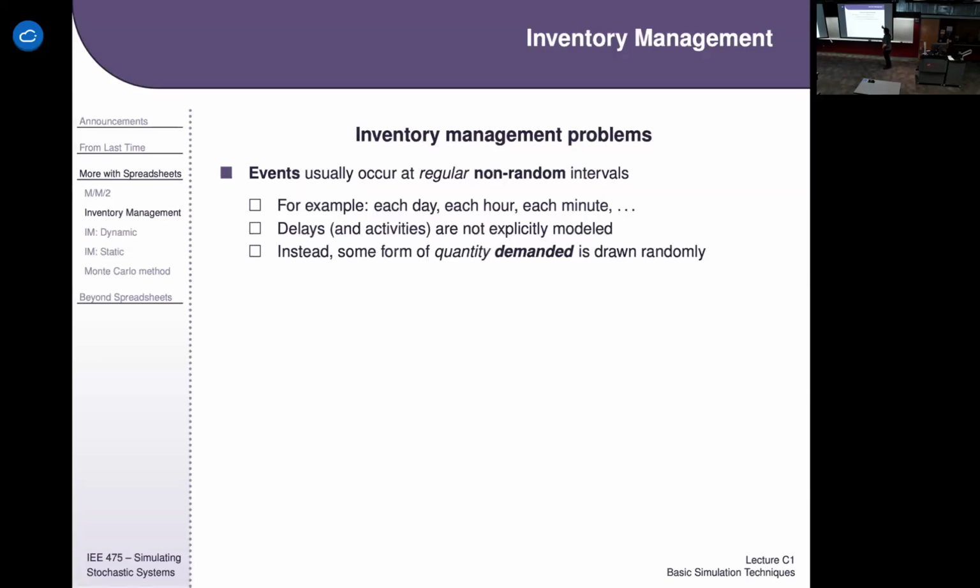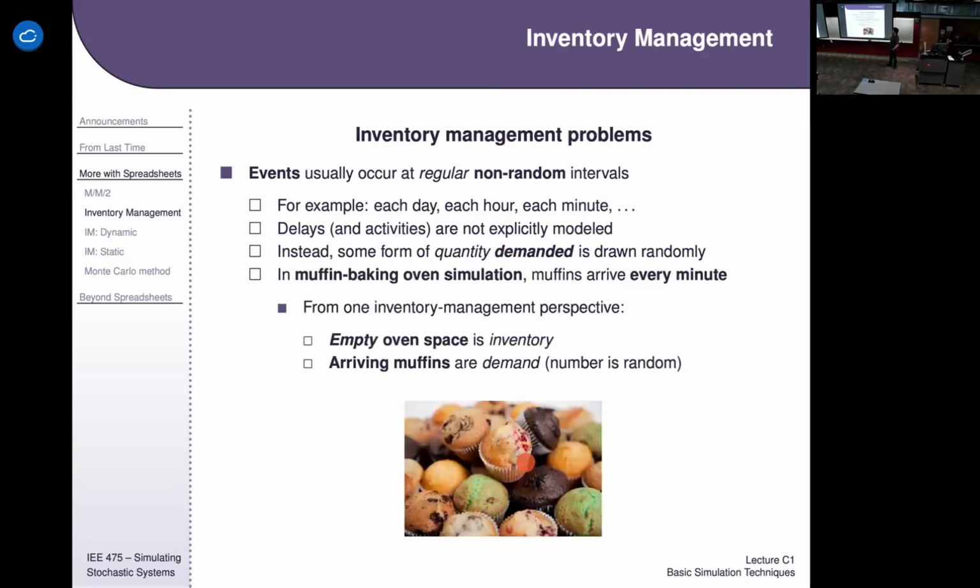And so in these types of problems, we usually do have events, but they occur, like in the muffin simulation, at regular non-random intervals. So every day you can assess your inventory. Every day you can make an order for new inventory. Every day you can say how many people are going to ask to buy a certain amount of product from me. So each interval, every day, every hour, each minute, there's some quantity demanded, which you can imagine is just drawn randomly from a distribution. Again, very much like the muffin baking simulation.